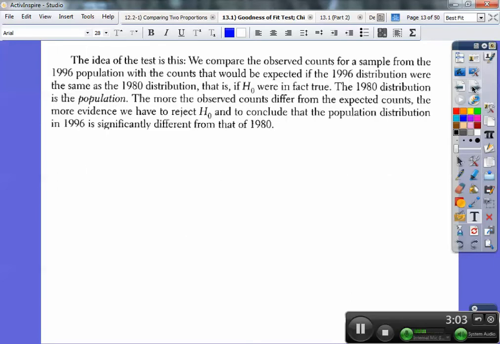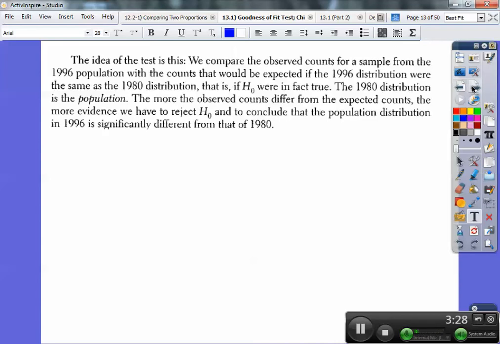Okay, so let's begin. The idea of testing this is we're going to compare the observed counts for the sample from the 1996 population with the counts that we would expect. So we're going to use those percentages that we just saw to get our expected counts. The 1980 distribution is called our population, and the more the observed counts differ from the expected counts, the more evidence we have to reject H0, right?